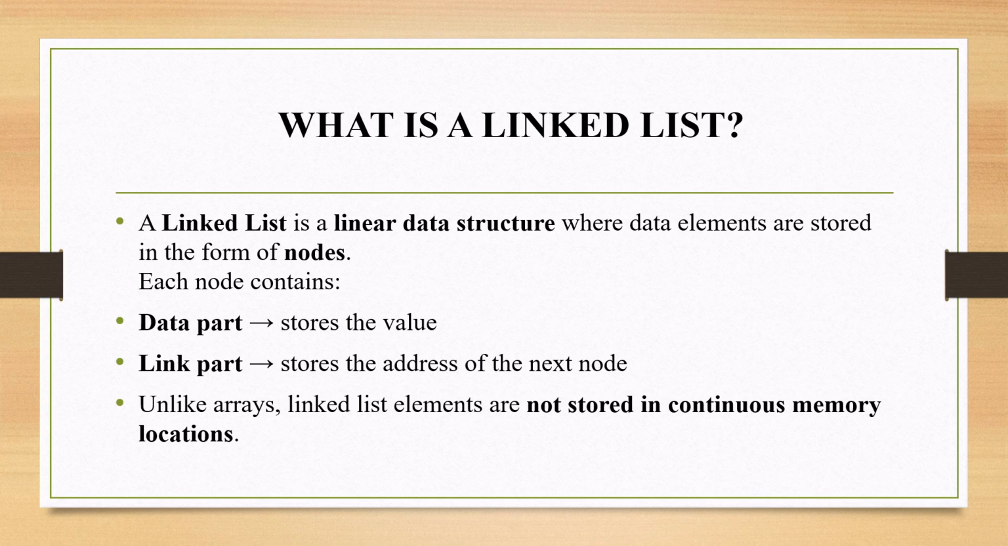So now, what is a linked list? A linked list is a linear data structure where data elements are stored in the form of nodes. Each node contains two parts: the data part stores the values and the link part stores the address of the next node. Unlike arrays, linked list elements are not stored in a continuous memory location.